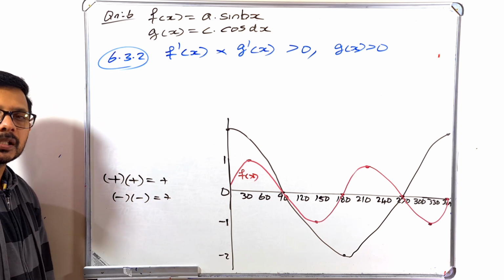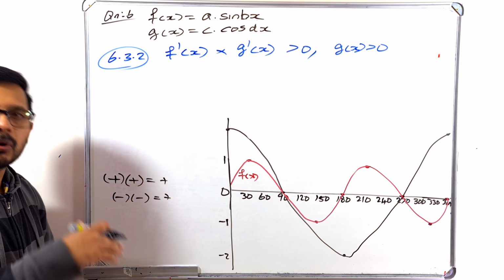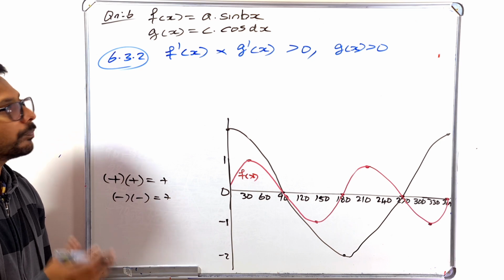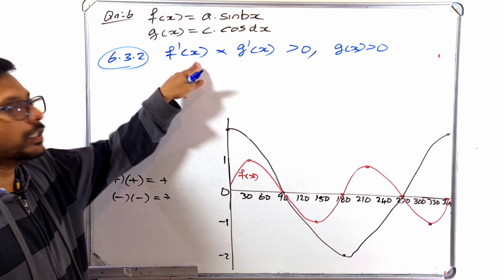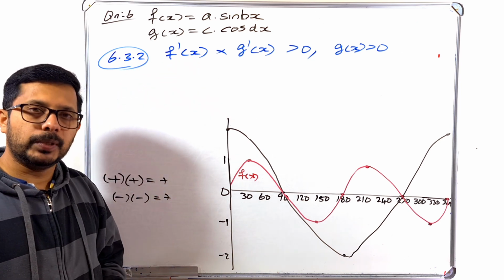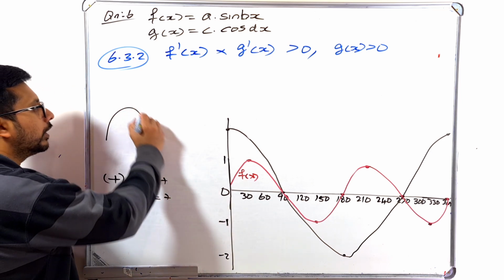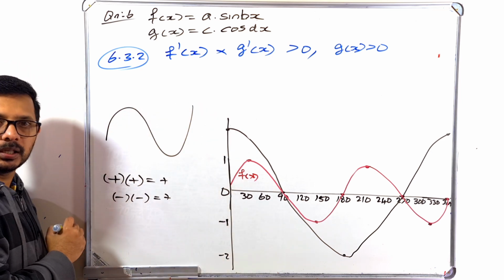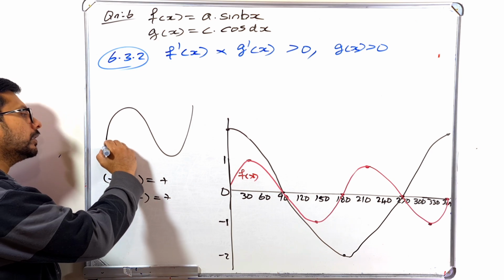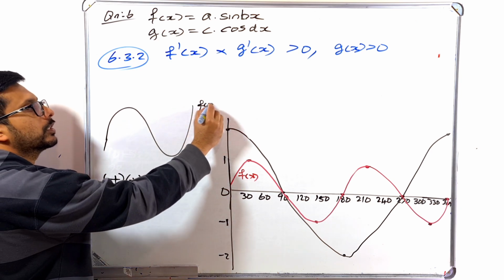Okay, so it means that either both positive or both negative. Now here, what does f dash of x positive mean? In the calculus section you studied a cubic graph like this. Assume that the equation of this one is f of x.